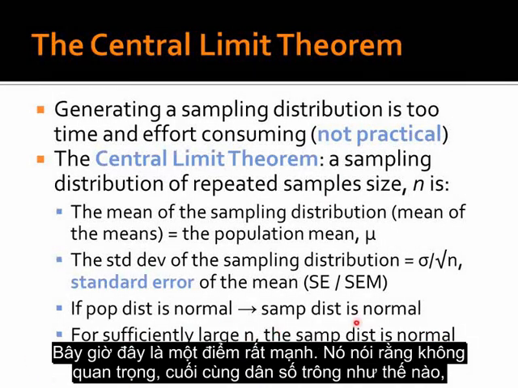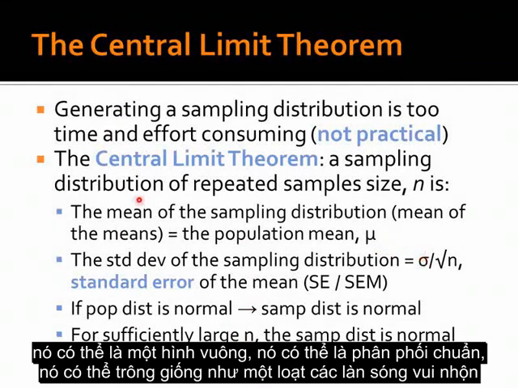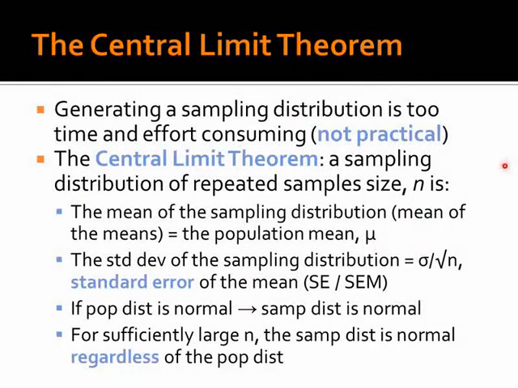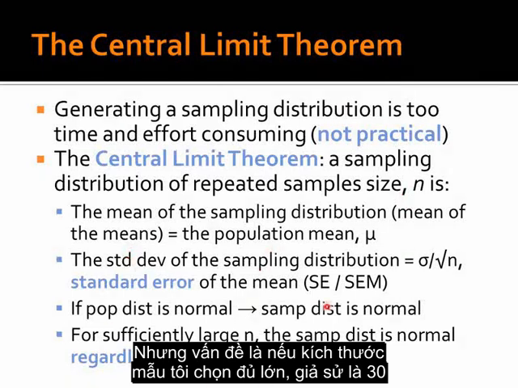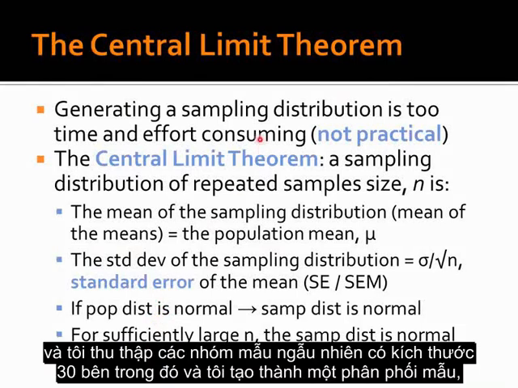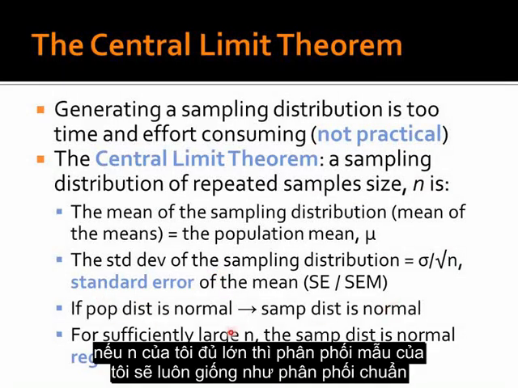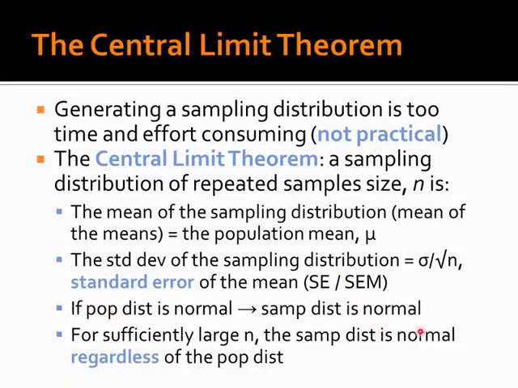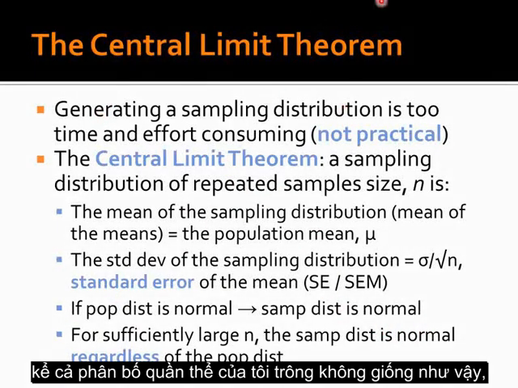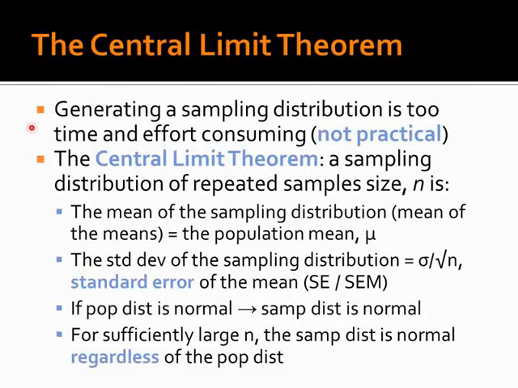Now this is a very powerful point. It says here that it doesn't matter what the population ends up looking like. It could be a square, it could be normally distributed, it could look like a whole bunch of funny waves, okay? But the point being that if the sample size I pick is large enough, let's say 30, and I collect random sample groups of size 30 and I form a sampling distribution, my sampling distribution will end up looking like a normal distribution, even though my population distribution doesn't look anything like it, right? So very important point here.